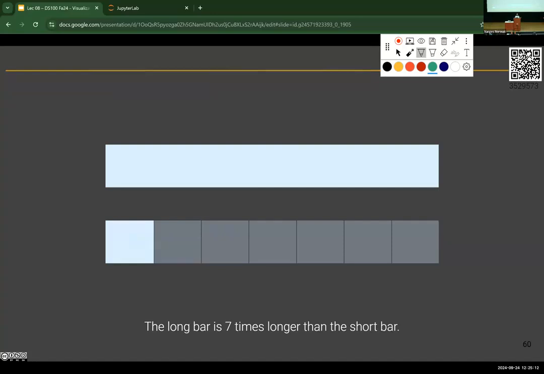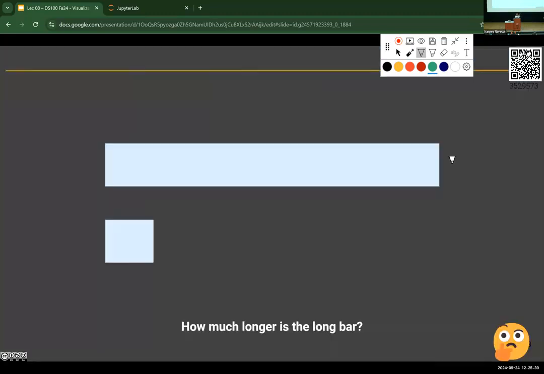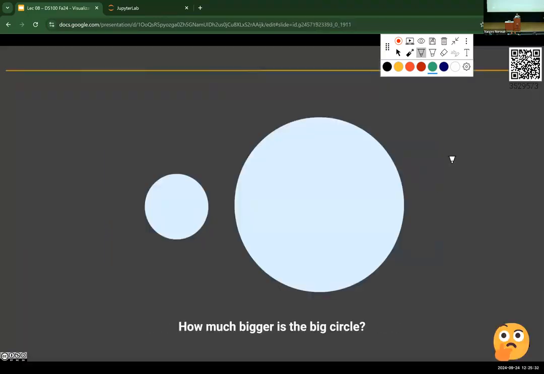And this is kind of the proof. But things are going to get more interesting, because the idea was for me to show you that all of these markings that we have here, starting from lengths, going to slope and angle, going to area, are going to be harder for a human viewer to perceive. And we're going to do that exercise with an actual other example. How much bigger is the big circle?